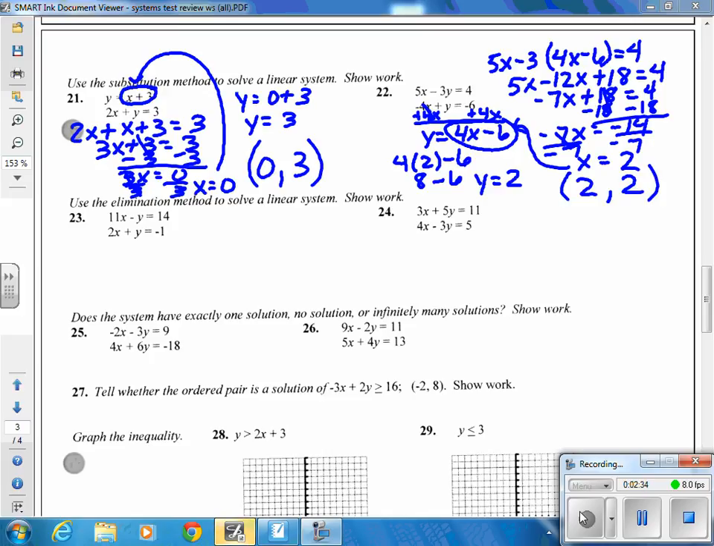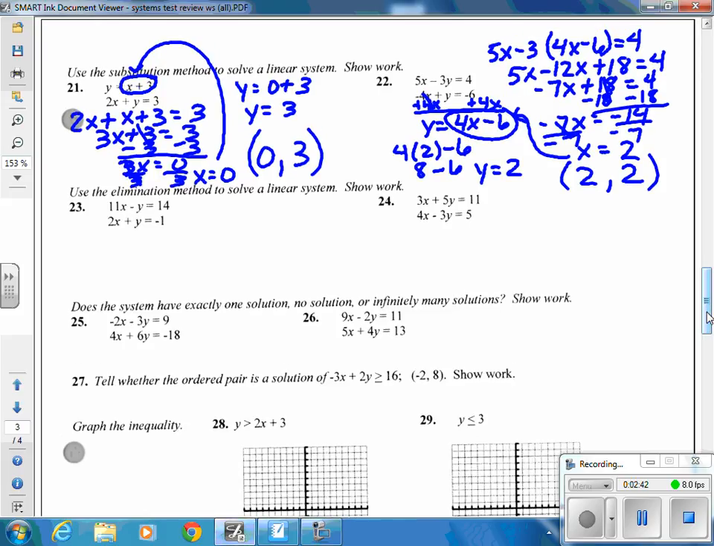Right. For numbers 23 and 24, you're using the elimination method, which is many of your favorite methods. For number 23, it's ready to go. So you can go ahead and eliminate your y's and continue combining as usual. 11x plus 2x is going to be 13x. 14 minus 1 is 13, so you're going to divide by 13. 13 divided by 13 gives you x equals 1.